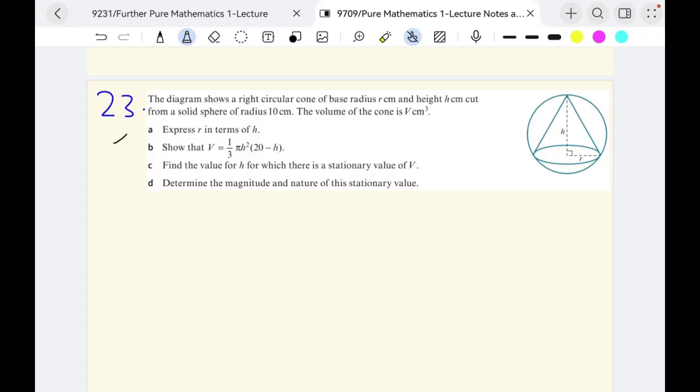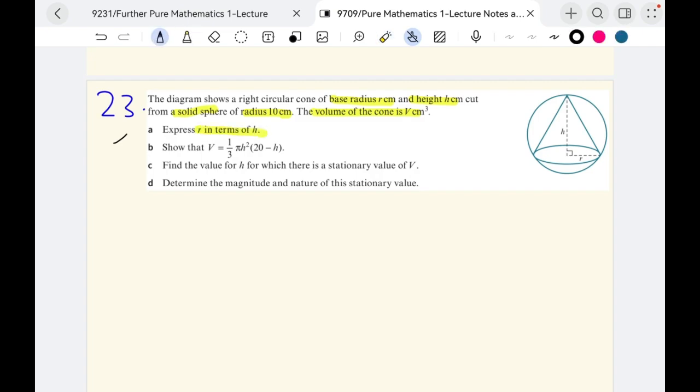Okay, the diagram on the right shows a right circular cone of base radius R cm and height h cm, cut from a solid sphere of radius 10. The volume of the cone is V cm cubed. Okay, for part A, express R in terms of H.